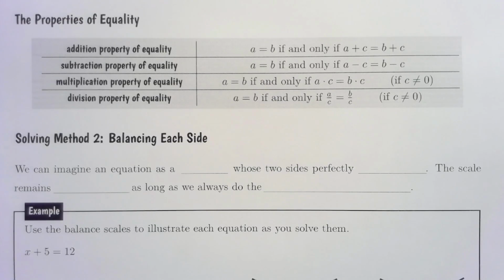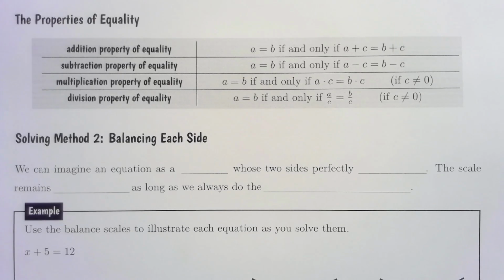Suppose we have two values which we know are equal. Let's call them A and B. Well, what if we were to add the same value, let's call it C, to both of those values? So we have A plus C and B plus C. Well, the addition property of equality says that these two also have to be equal.